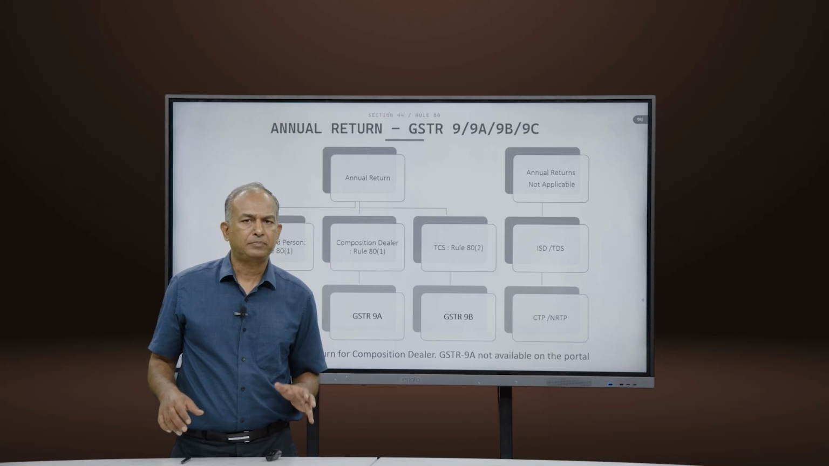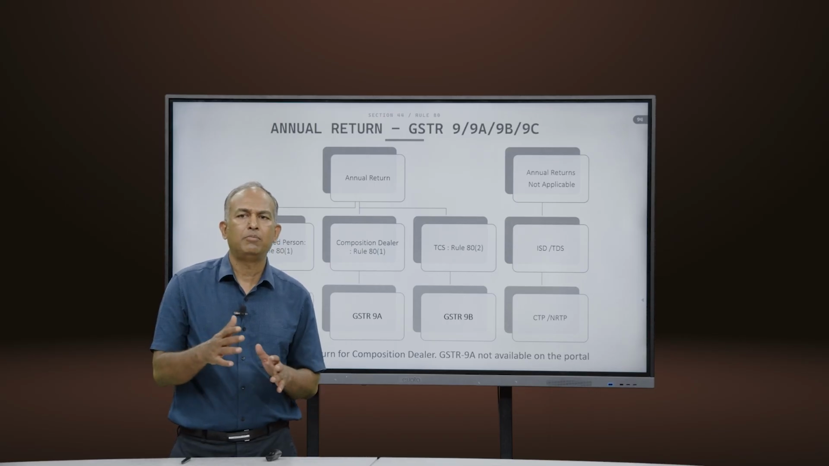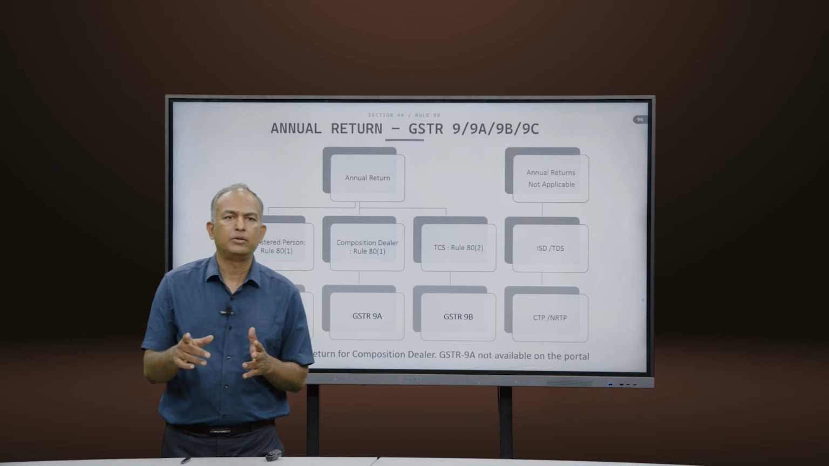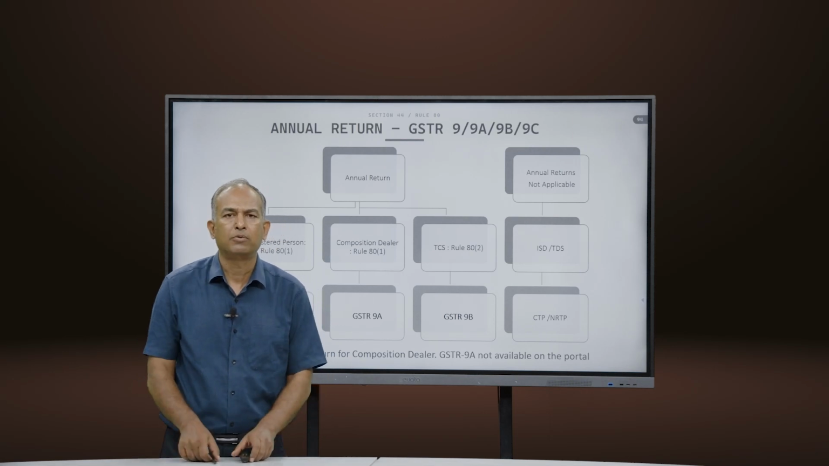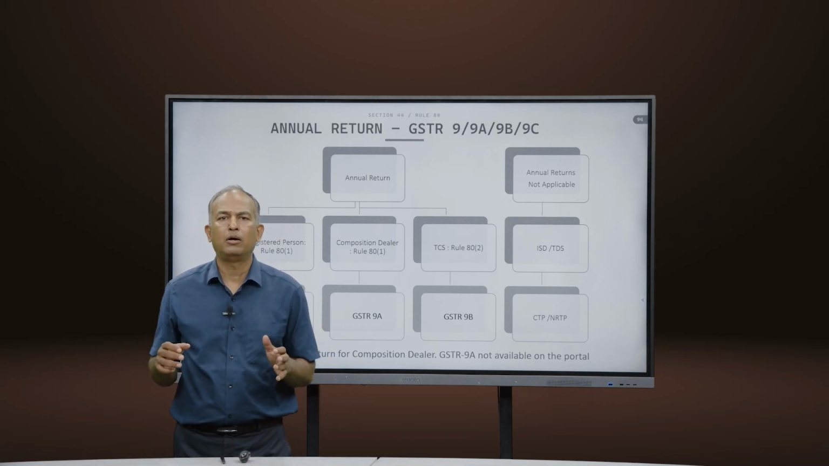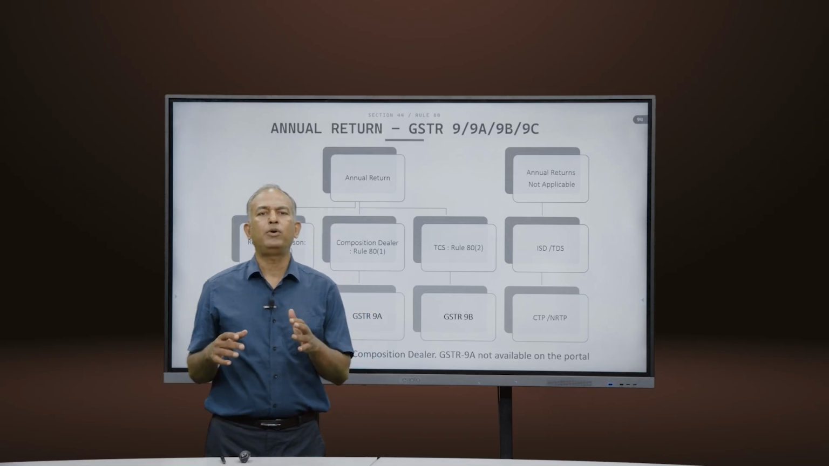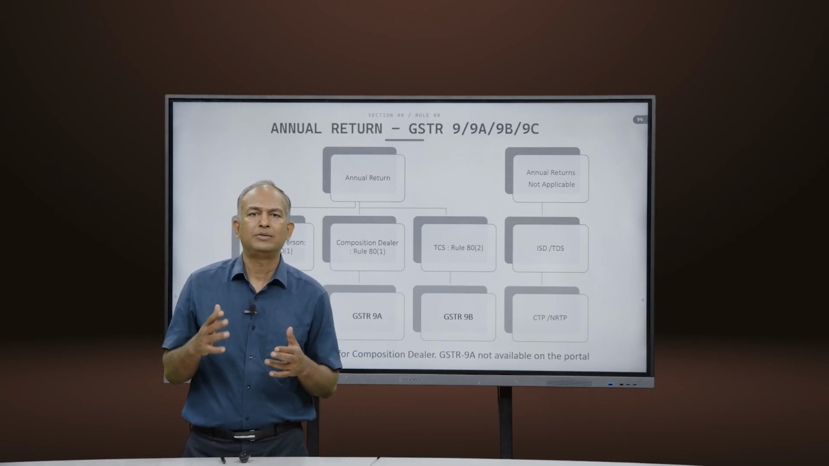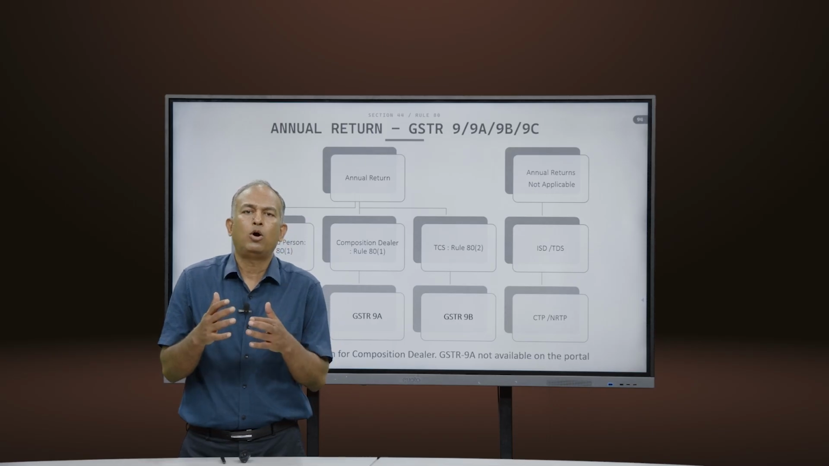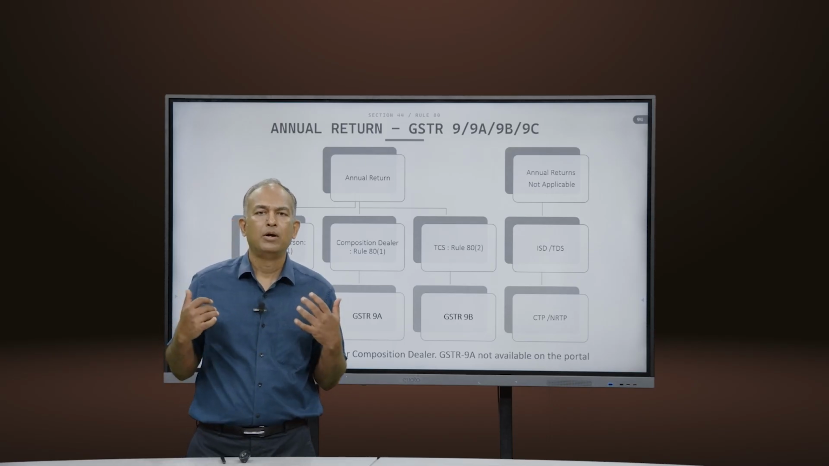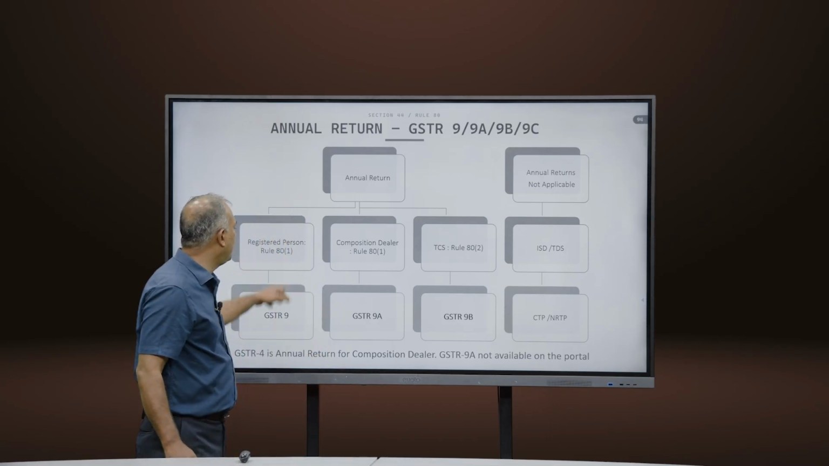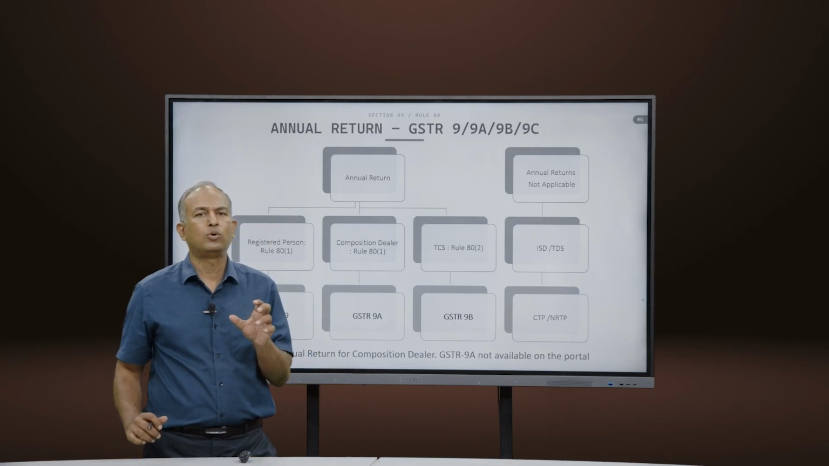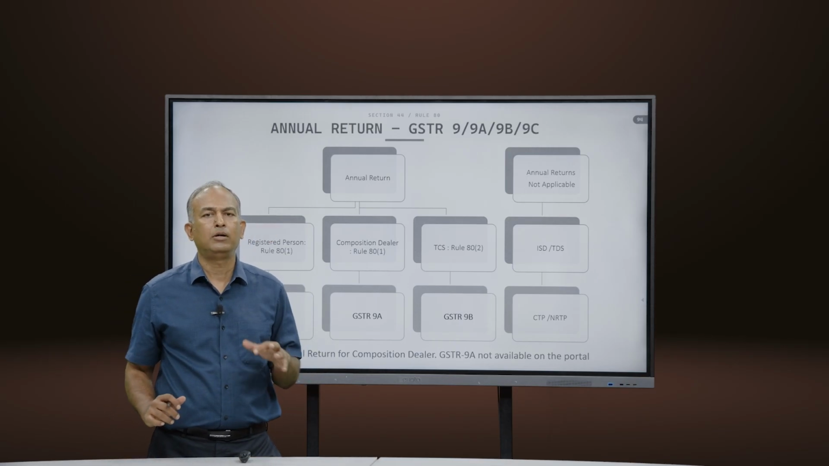But one of the facilitation measures provided, I think till 23-24, I don't know about 24-25, is that if your turnover is less than 2 crores, you have an option not to file the annual return. That is, in the case of a normal taxpayer who files a GSTR 9, if his turnover is less than 2 crores, it is optional for him to file a GSTR 9.